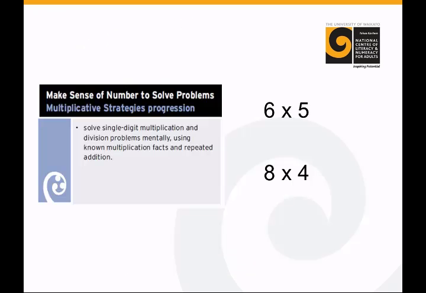When we had a look at what step 3 represents, we just took a snapshot example from the multiplicative strategies progression, and we can see that our learner who's assessed at step 3 is able to do some single digit multiplication, 6 times 5. They might know this off by heart, or they might get to this answer by repeated addition, 5, 10, 15, 20, 25, 30 and so on. 8 times 4, perhaps they know this off by heart as well.